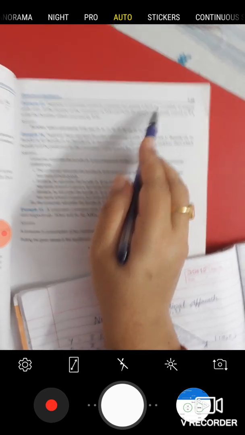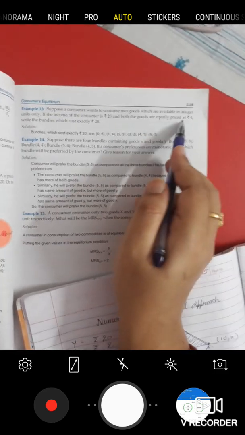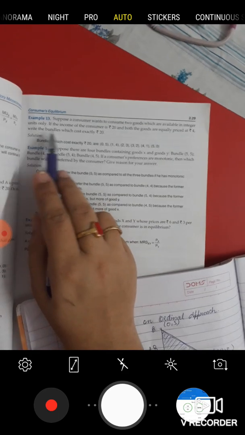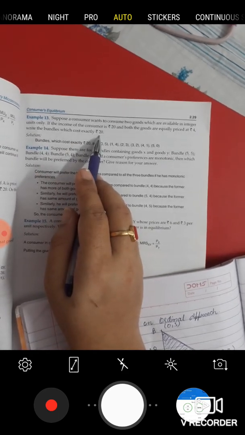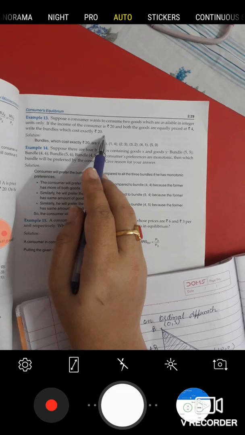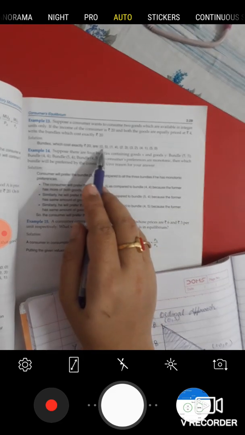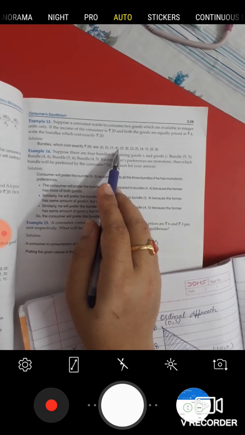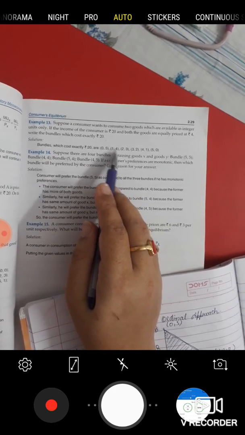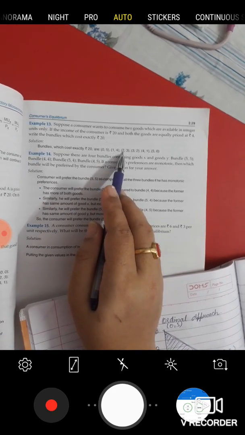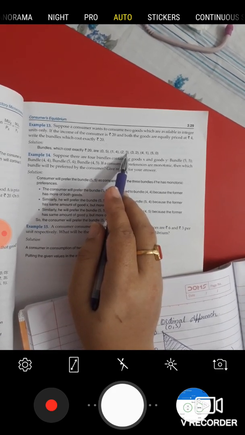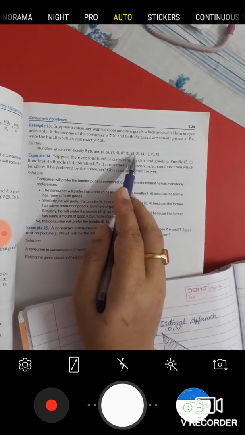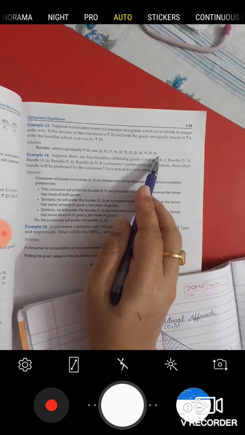A consumer buys 2 goods, income is 20, both goods have the same price of 4 rupees. Write the bundles which cost exactly 20, meaning bundles on the budget line. So it is 0, 5, 1, 4. Okay, the entire income has to be spent. So 16 plus 4 is 20, 8 plus 12 is 20, 12 plus 8 is 20. So the price is the same, so it is very easy to get the budget line.